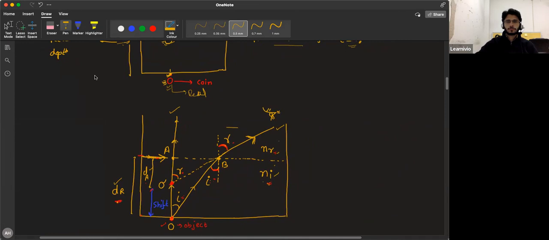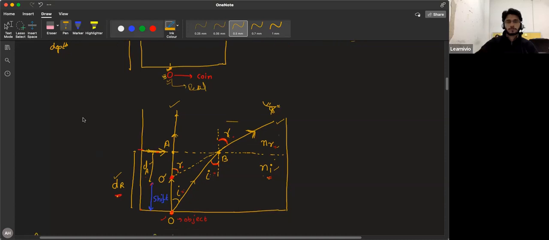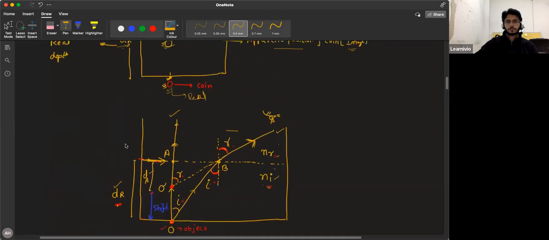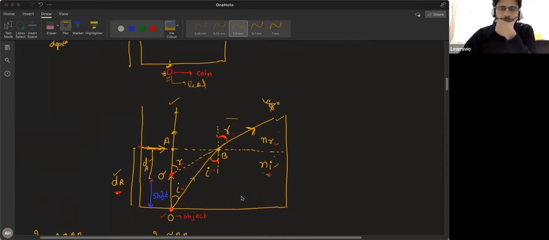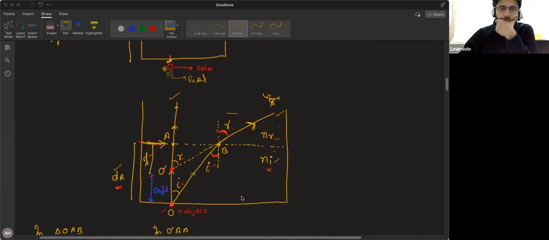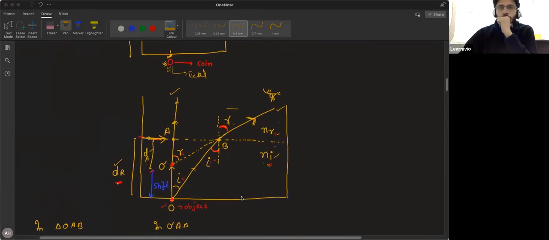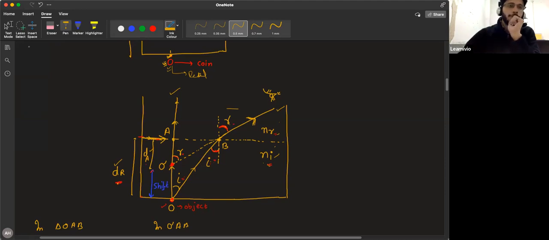Sir, what is that top right corner, sir? Well, above the n_r, yes, the above one is n_r. The medium in which you have the observer is n_r, and the medium in which you have the object is n_i, incident. Can I scroll it now? Minute, sir. Done, sir. Sir, wait, sir.